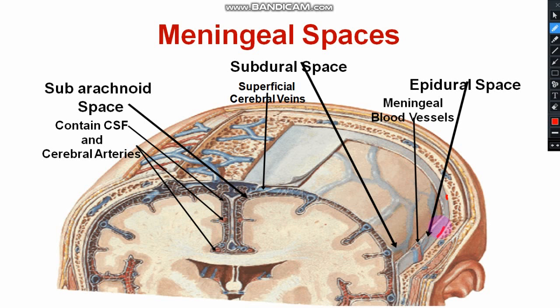Outer layer of the dura mater, this space is known as the extradural space. The next space is the subdural space. The subdural space is the space between the inner layer of the dura mater, this is a meningeal layer, and the arachnoid layer. So this space is the subdural space.